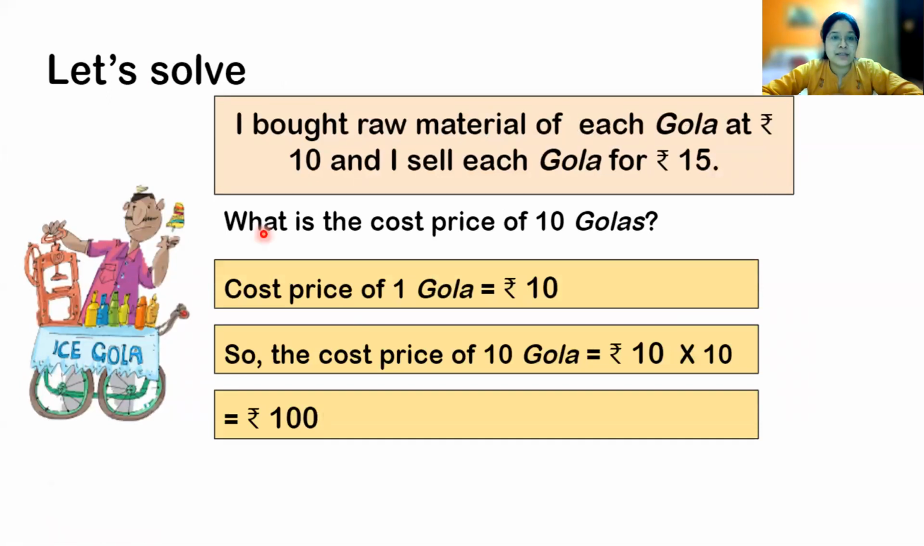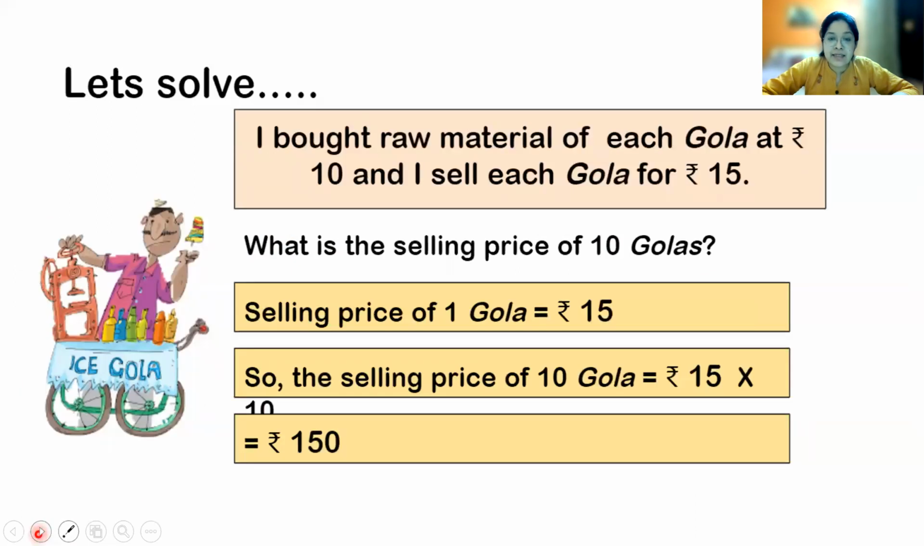So how do we do it? What is the cost price of 10 golas? The cost price of 1 gola is rupees 10. Then the cost price of 10 golas is 10 into 10, which is equal to rupees 100. And the selling price of 10 golas is what? The selling price of 1 gola is 15, as we know. And since he sold 10 golas, it's going to be 15 multiplied by 10, which is equal to 150.